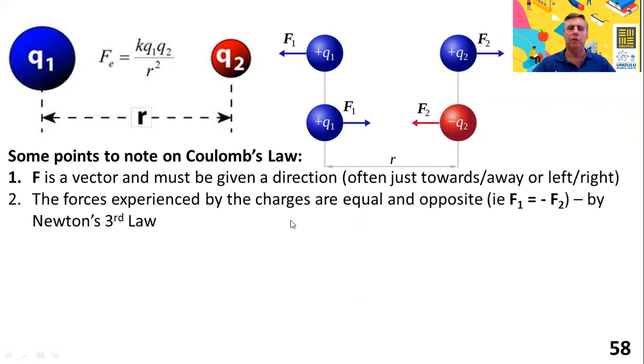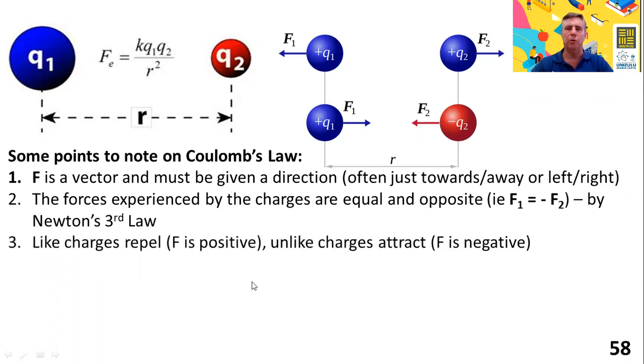Secondly, the forces experienced by the charges are equal and opposite. So F1 as a vector will be equal to minus F2. In either of these cases, they will be equal in magnitude and opposite in direction. And Newton's third law of motion says that has to be true. Now, the main difference between the electrostatic force and the gravitational force is that gravity always attracts. Imagine if it didn't, whereas electrostatic forces can be attractive or repulsive.